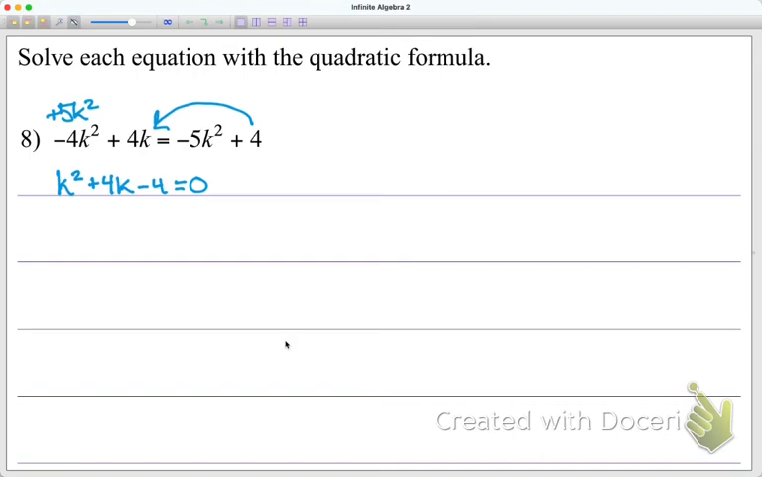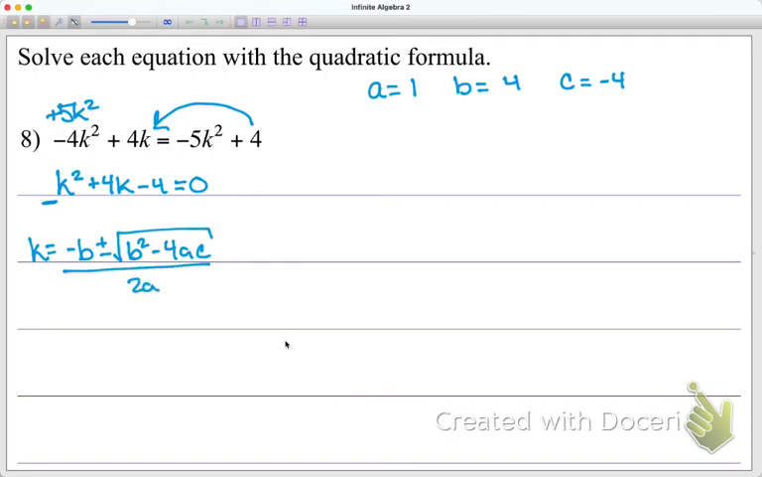Identify your A, B, and C and plug into the formula. What's A, Kyson? What is in front of this k squared? A 1. What is B? 4. What is C? Negative 4. The quadratic formula is k equals negative B plus or minus the square root of B squared minus 4AC, all over 2A.